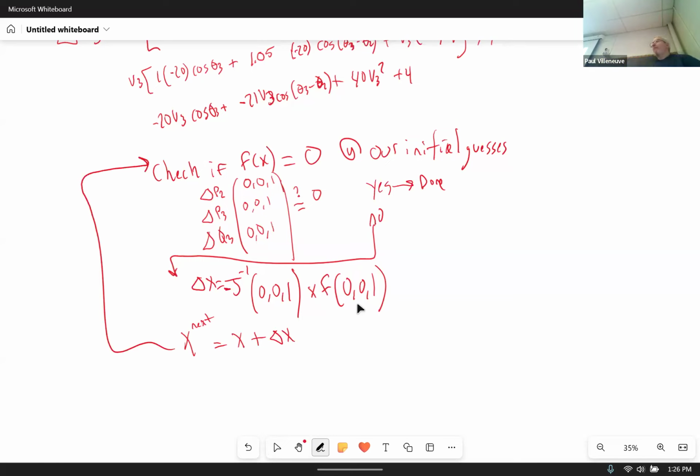Go back and start over again. It's the same process. Check if f of x is equal to 0 with the new values that you calculated. Yes, you're done. No, all right. If it's not, solve for delta x by plugging in those values for your variables. Rinse and repeat, update your x values, and then go ahead and check again.